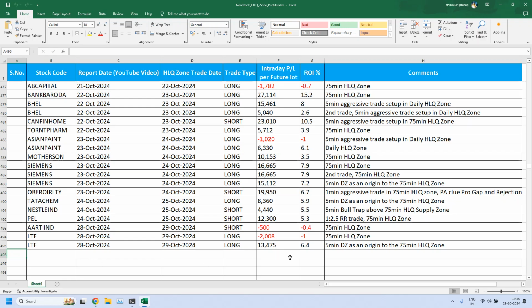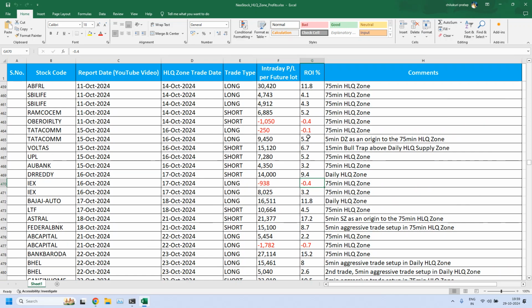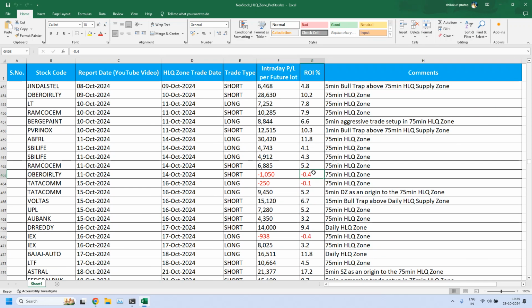And you know what losses we are getting? See, -1%, 0.4%, -1%, 0.7%, 0.4%, 0.1%, 0.4%.